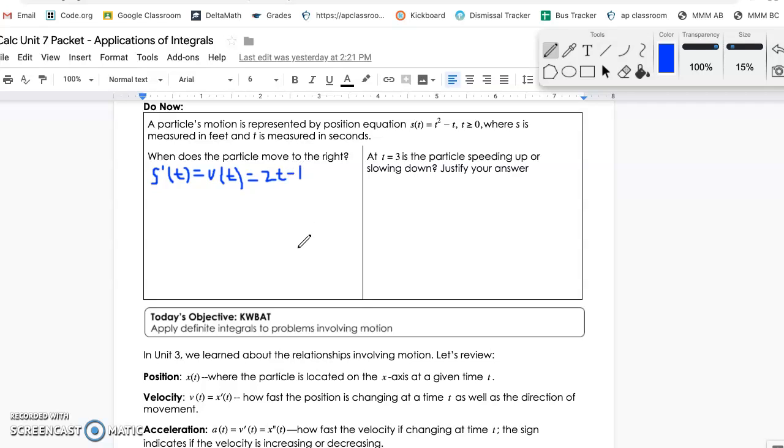Now, the next thing that we need to do is set our derivative equal to 0. So I say 2t minus 1 equals 0. And I know that this is true when t equals 1/2.